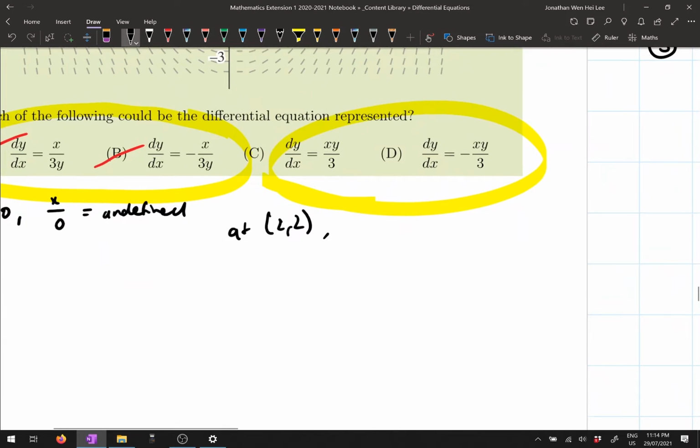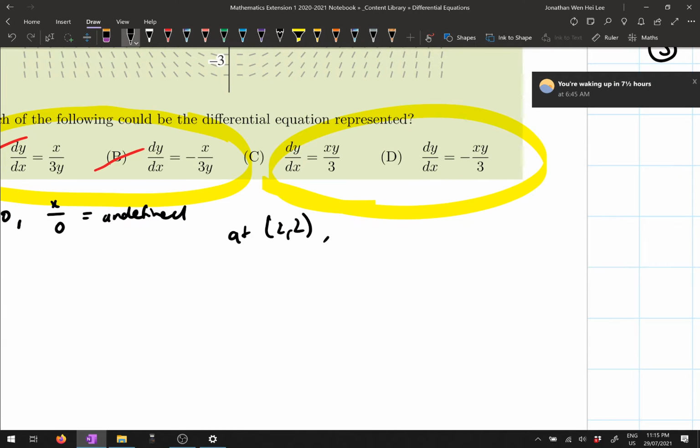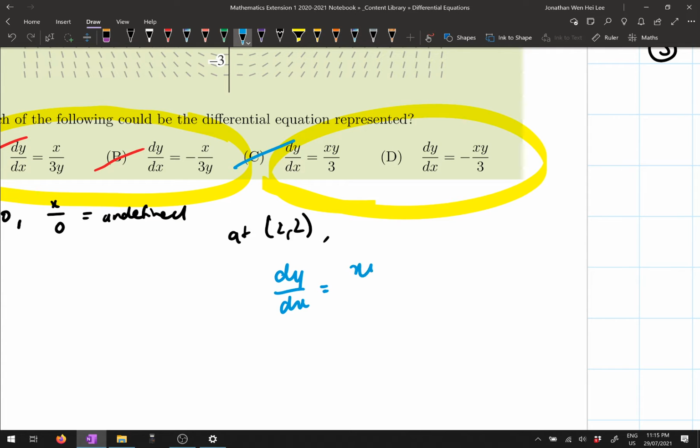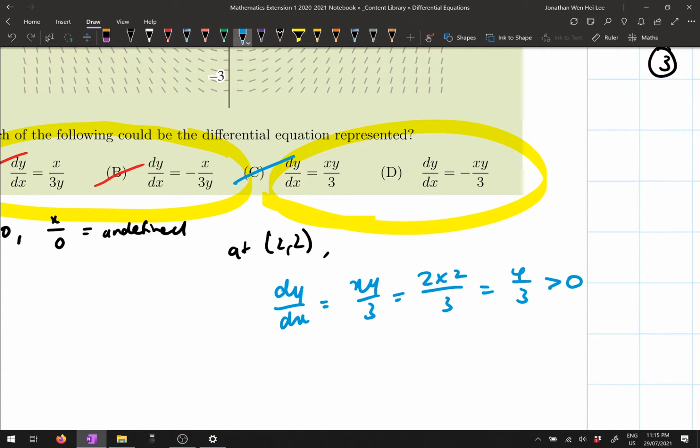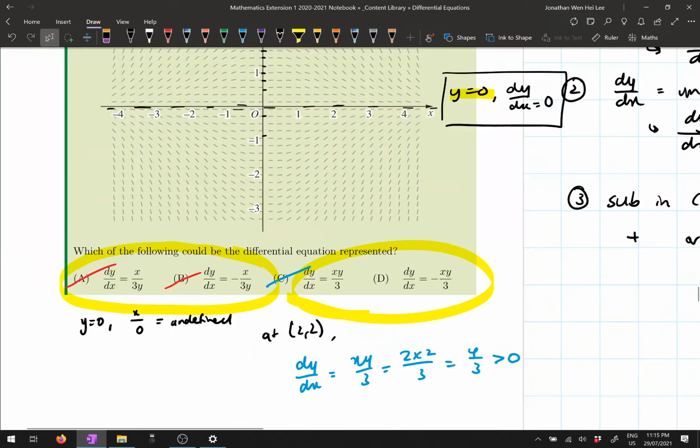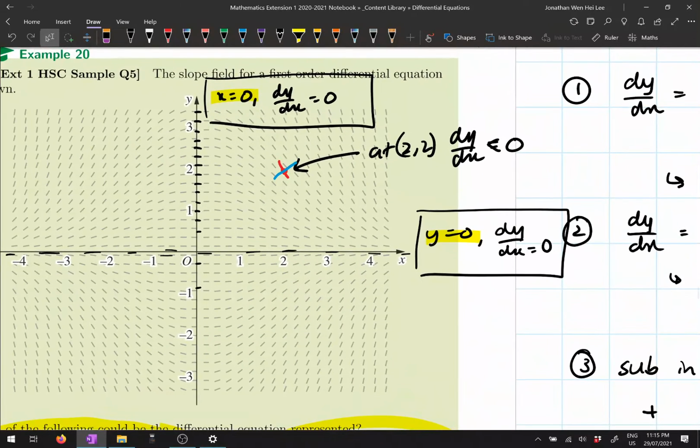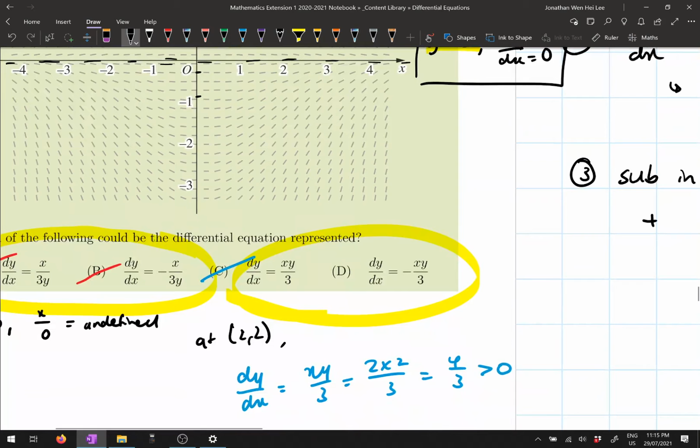So if you have a look here, that means I can eliminate another one of these. I can eliminate C, because if I sub in 2, 2 into dy on dx is equal to xy over 3, that gives me 2 times 2 over 3, which is 4 over 3, and that's actually a positive value. So if we graph this one, we would expect a positive gradient, and that's not what we see here. It's actually a negative gradient at 2, 2. And so that leaves me with a final answer of D.